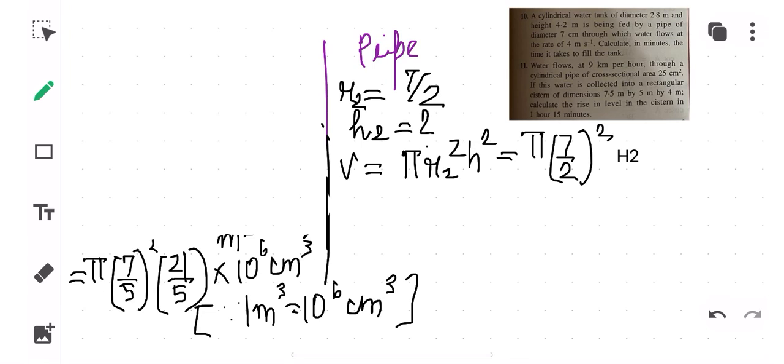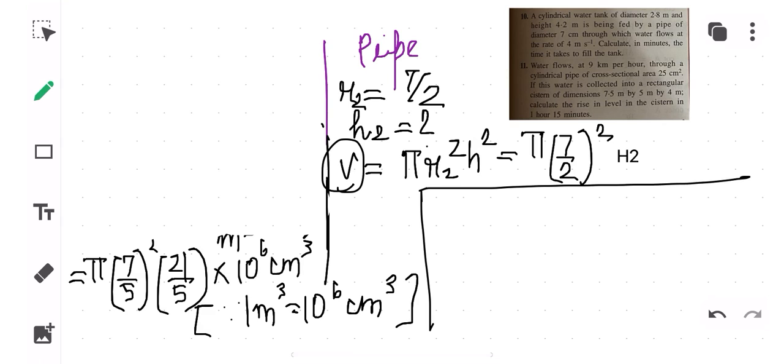So here, children, the volume of the pipe we calculated as this much, and here we calculated the volume of the cylindrical water tank that we were talking about. Now we will be equating both these volumes to find out the answer. So I'll just write down here what I am getting.